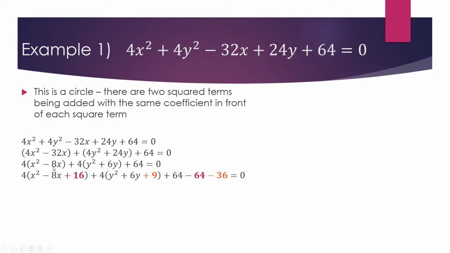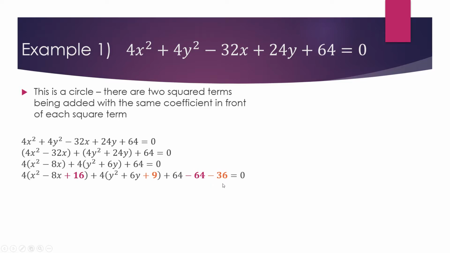Half of negative 8 is negative 4. Negative 4 squared is positive 16. But we didn't just add 16, we added 4 times 16, we've added 64. So to balance it out, we subtract 64 outside of our sets of parentheses. To complete the square for our y terms, half of 6 is 3. 3 squared is 9, so we're adding that inside the parentheses, but we didn't just add 9, we added 4 times 9, 36. So to balance it out, we're going to subtract 36 outside of the parentheses.